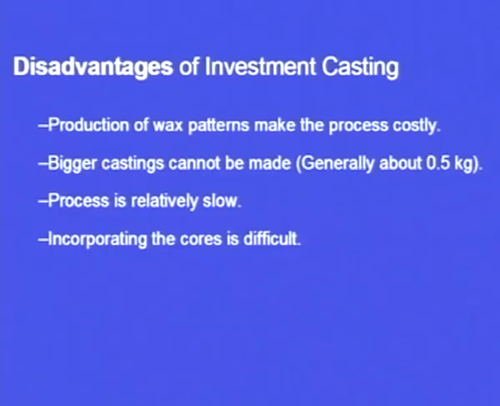What is the process? First we have to make the wax patterns, next we have to assemble them, next we have to give a fine slurry coating. The slurry is made up of ethyl silicate and fine silica sand. Next we have to make another slurry, ceramic slurry. We have to dip the assembly in the ceramic slurry, and we have to give the silica sand coating. Again dip it in the ceramic slurry, give the silica sand coating. Then we have to dewax it. Then finally we have to pour the molten metal. So this takes a lot of time. The process is slow, and incorporating the cores is difficult in the case of investment casting.